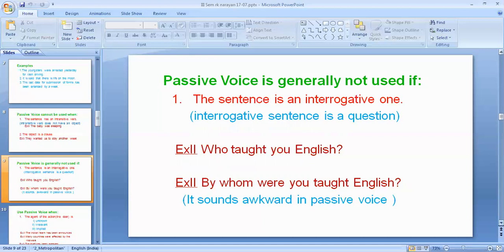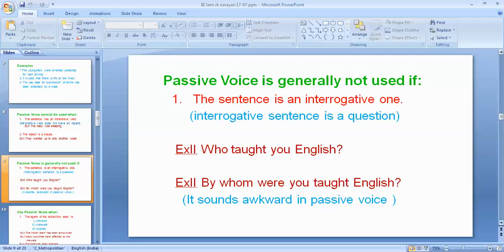For example, an interrogative sentence is a question. Basically, it is a question. Interrogative sentences are questions. When we are asking something, we can ask directly, but we cannot use passive voice on such occasions. For example, look at this example. Who taught you English? In this sentence, we are asking directly, who is the person who taught you English? I think that will be fine. We can get a direct answer, the name, the details of the person who taught that person English.